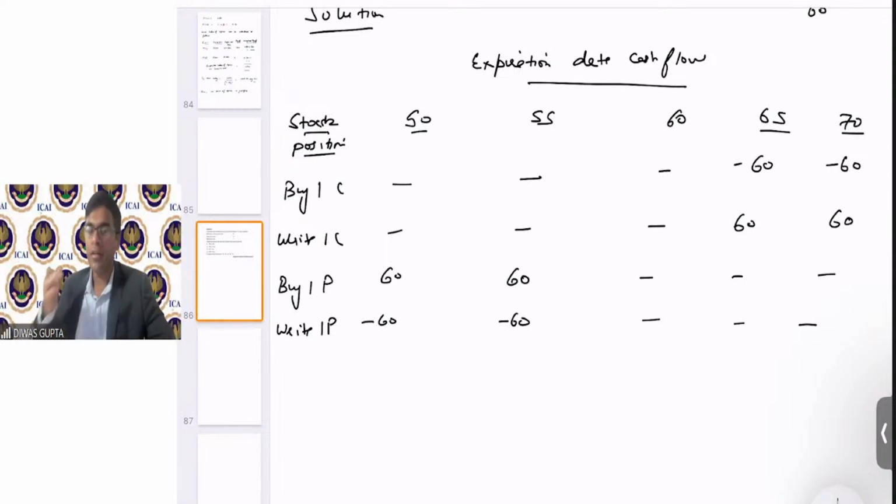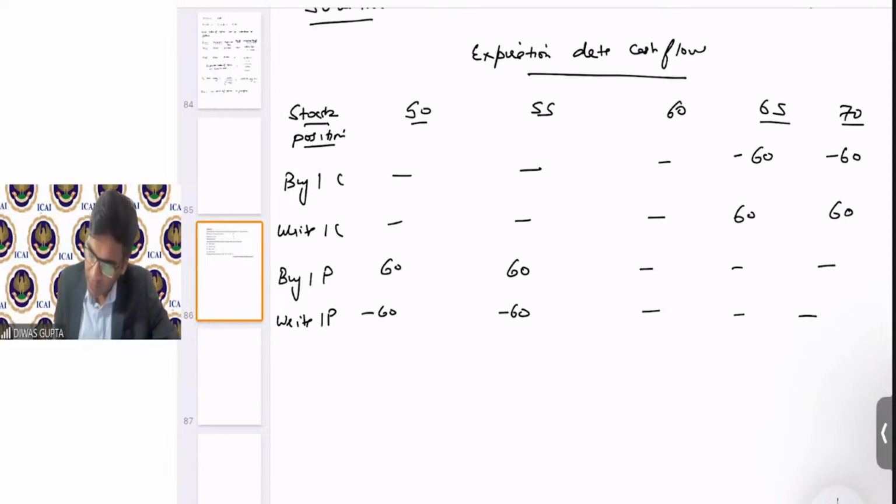Viraj, right is basically the selling. Viraj, you can refer to my previous sessions. I have clearly explained who is a writer, when we call it a right, who is a buyer, who is a holder. Okay, Viraj? Yes, right is out of the money. Yes. Okay. So the expiration date cash flows is clear.